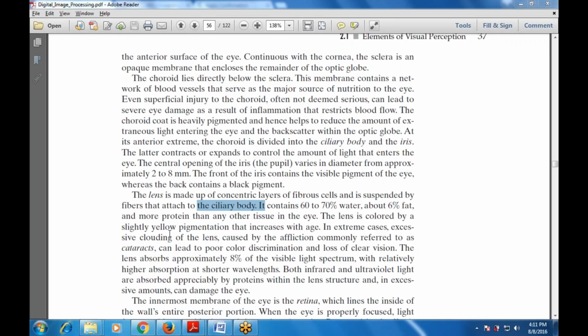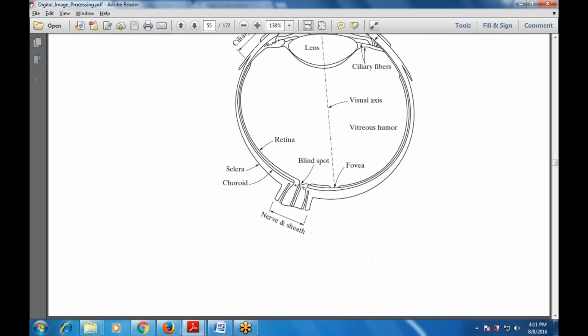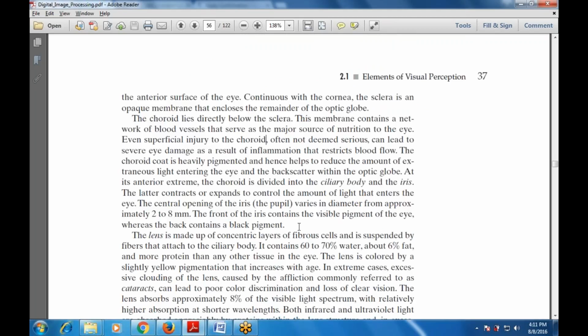Then when we talk about the innermost membrane of the eye, that is known as the retina, which lines the entire inside wall portion. Now look over here. This is the retina, the inner surface area within the eye shape.